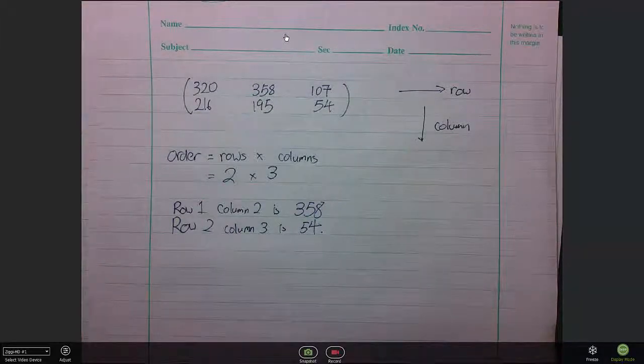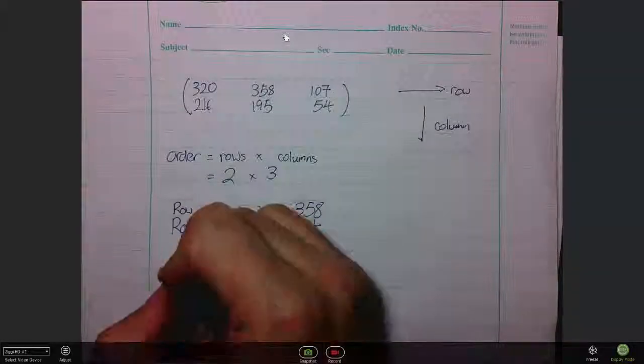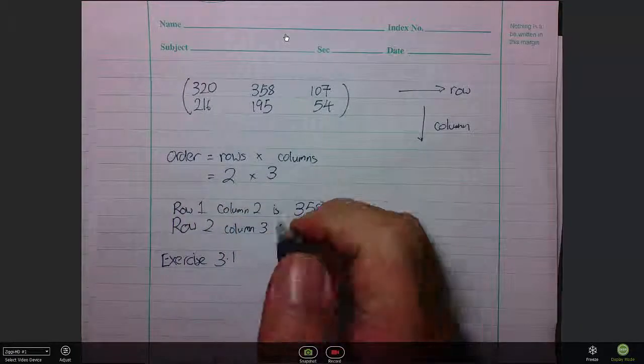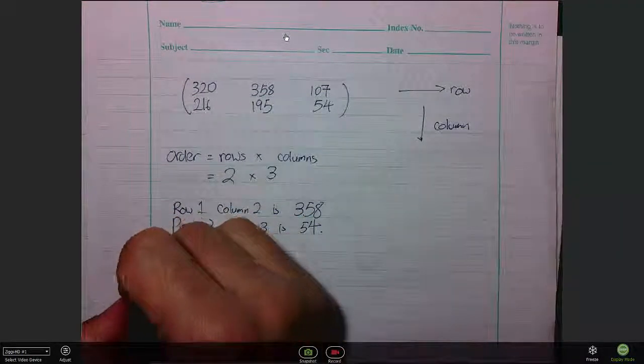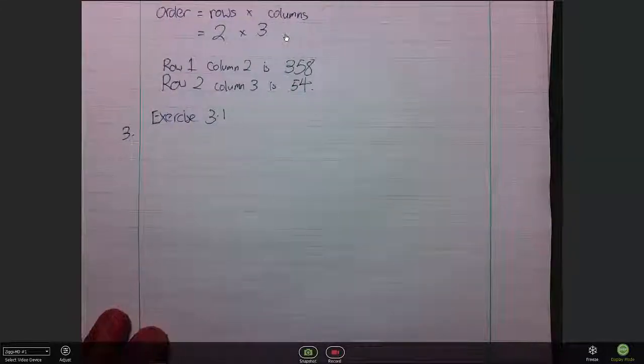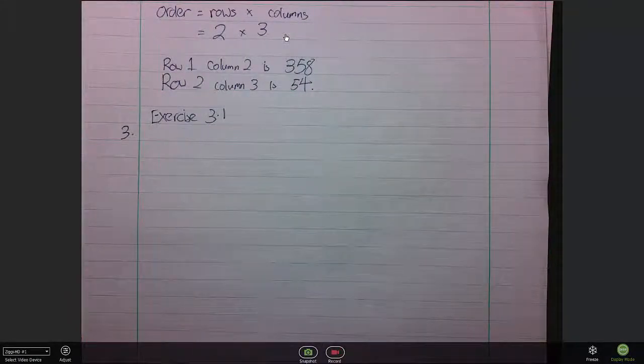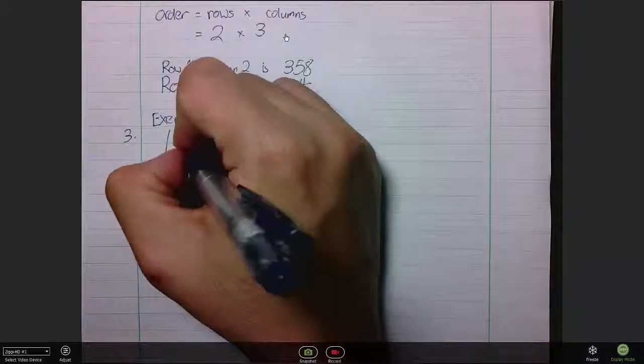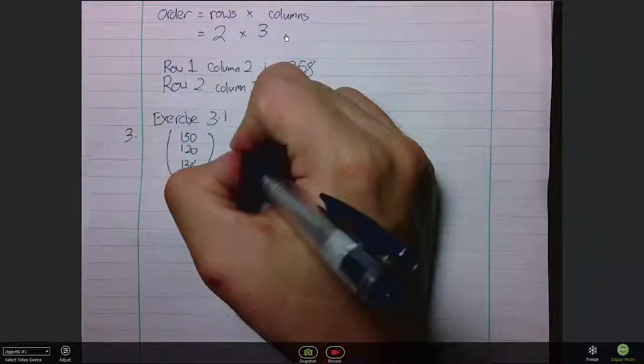Okay, now I will straight away delve into examples from exercise 3.1. Exercise 3.1 can be found on page 64. I will do question 3. Jiali checks the price of an MP3 player in 3 shops. She finds that the prices are 150, 120, and 138. She represents them by a 3 by 1 matrix. So for a 3 by 1 matrix, we have two ways of doing this. Either this, or is it this one?